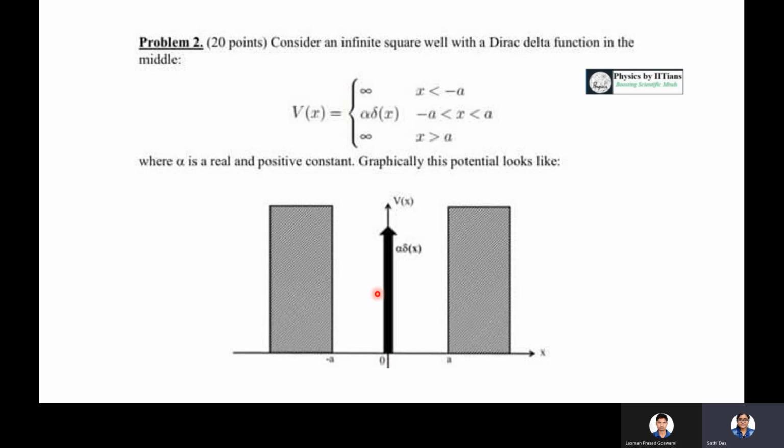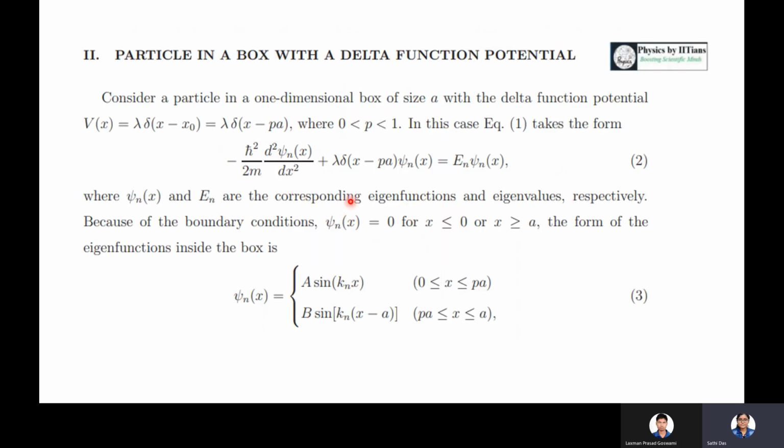But here the problem is that there is a delta function potential at the middle point of this infinite square well. So the solution will not be exactly the same as when the delta function is not present. Due to this delta function, there will be a certain discontinuity.